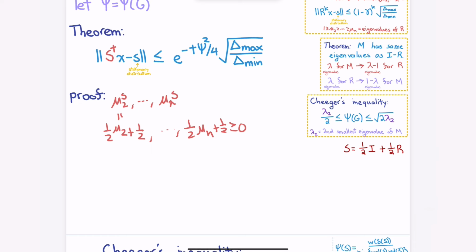So for example, a bipartite graph, depending on your starting point, will never converge to a stationary distribution. So we'll never be able to prove a statement of this form for the original matrix R, because it'll never converge. Just go back and forth, back and forth, back and forth.